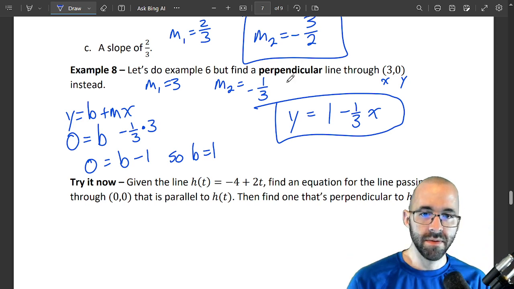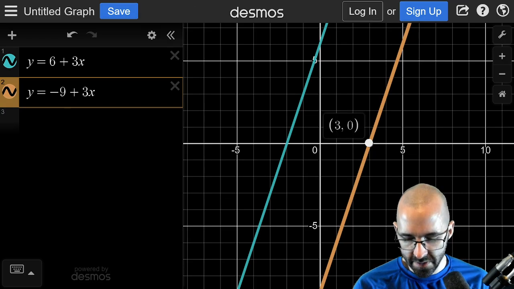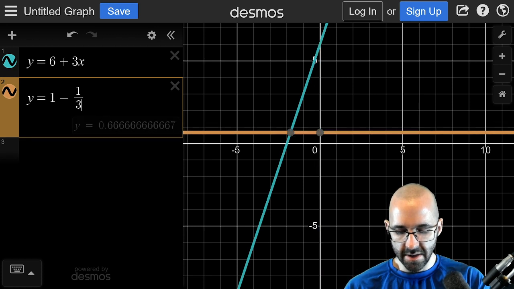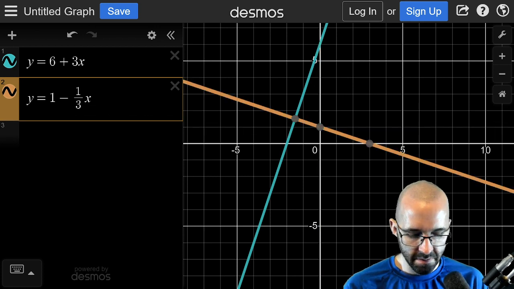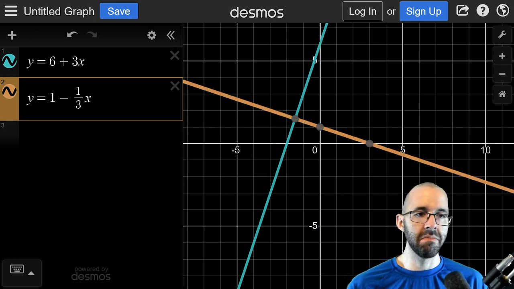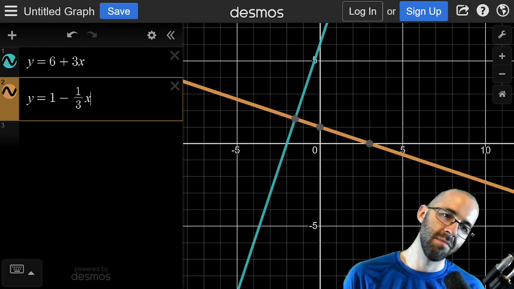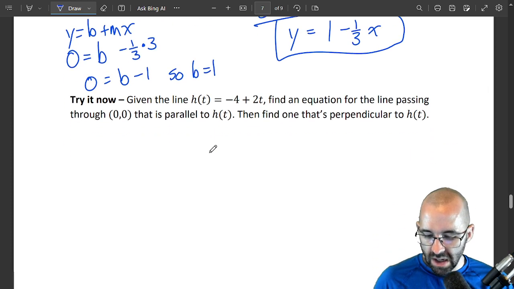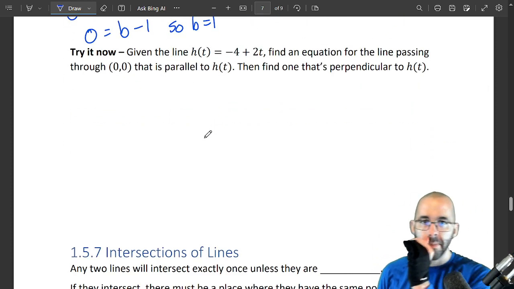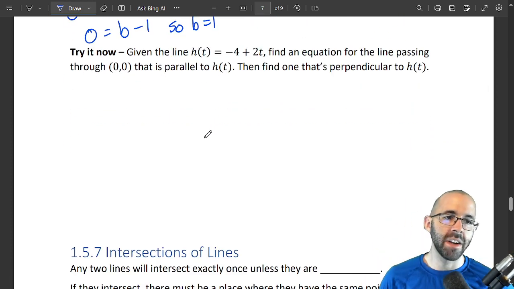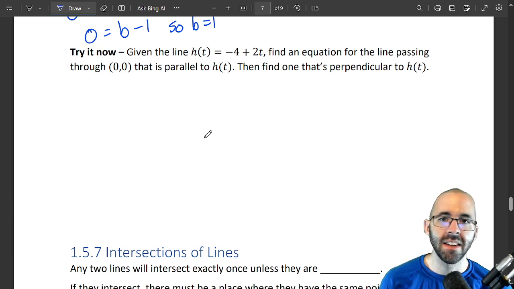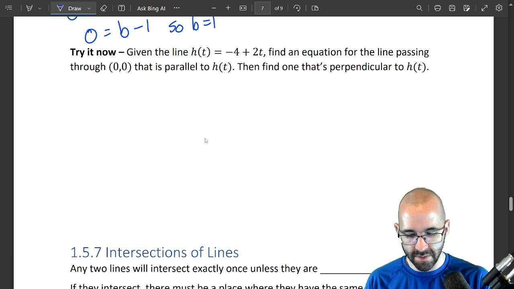on Desmos. Does it form a 90-degree angle? 1 minus 1/3 x. There you go. That looks perpendicular. Neato. All right. Try it now again. Find a parallel and a perpendicular line. Pause the video. Let's see if we get the same answer.